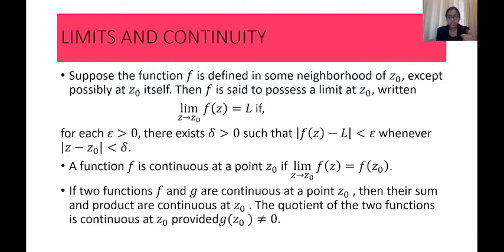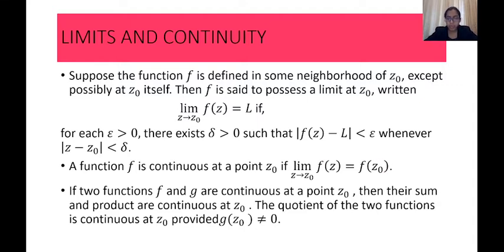We shall give the definition of continuity also, and then move on to the difference between the real case and the complex case. The second point: a function f is continuous at a point z naught if limit z tends to z naught of f of z is equal to f of z naught. That is, the limiting value should actually be the value at z naught.